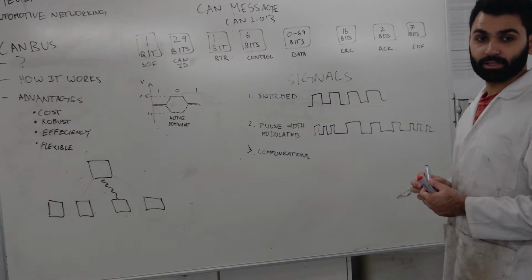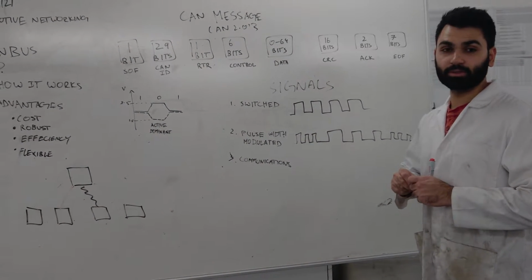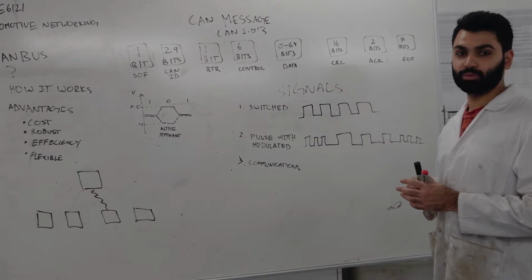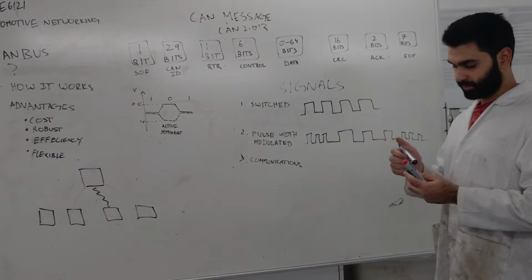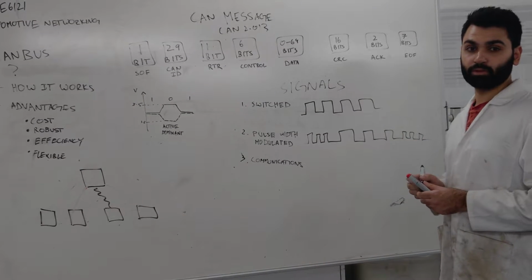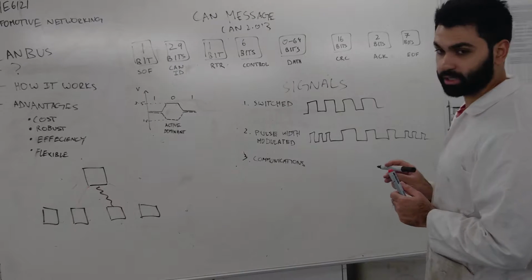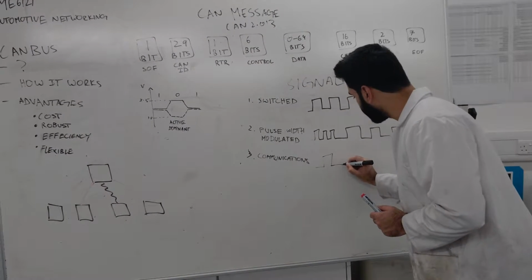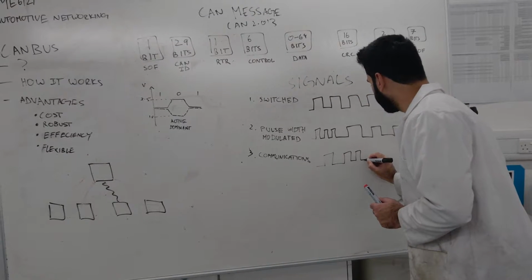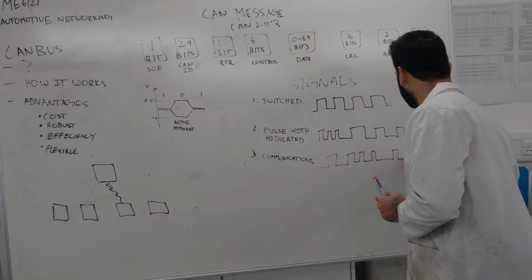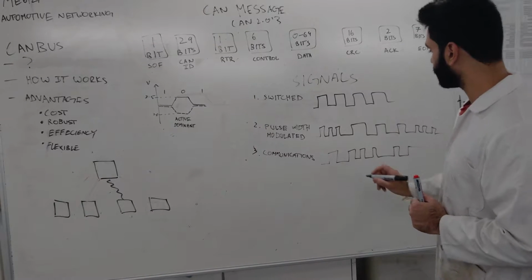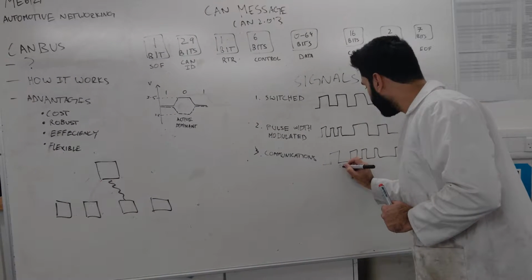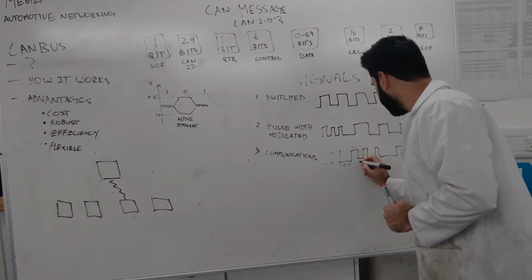Finally, we have communications, which is digital signals, mostly used for computer communications. These involve voltage signals that are transmitted and received in packets. They have the same square waveform, with binary pieces of information.